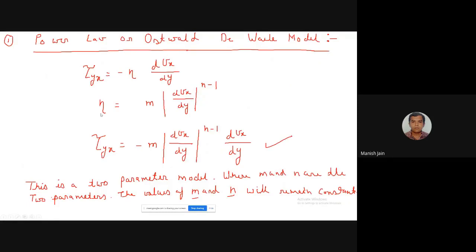Eta can be represented by m times dvx by dy to the power n minus 1, where n and m are the two parameters of the power law model. Eta is also called the apparent viscosity.